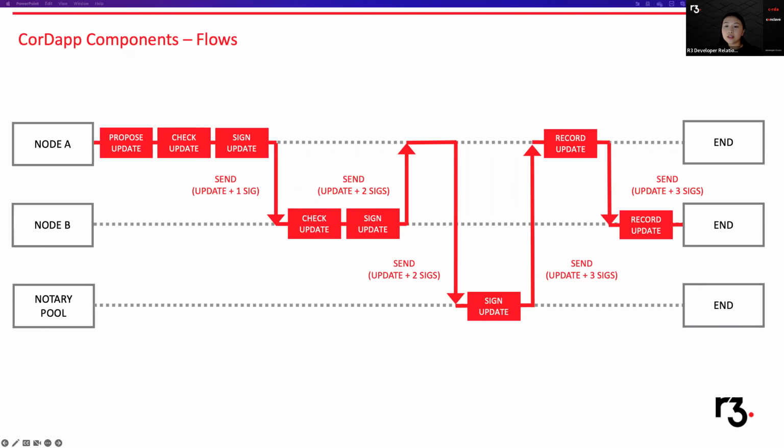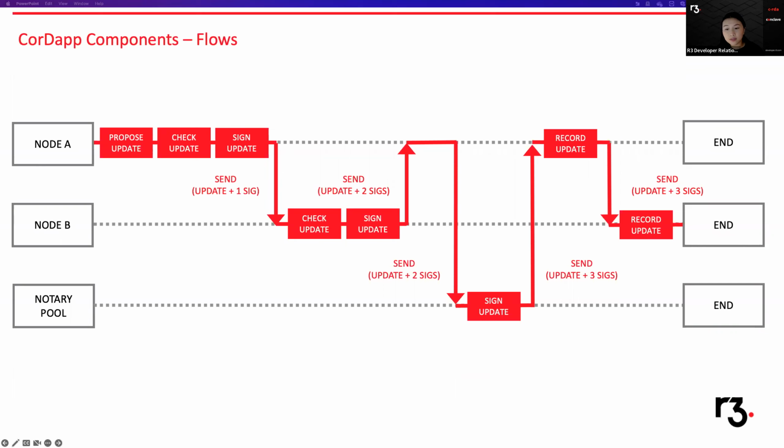So once all related parties in this transaction, in this case, node A and node B, have signed the transaction, they will then send the proposed ledger update to the notary pool. And the notary pool will run a uniqueness consensus service. So it'll either sign the transaction in cases where all the input states are found to be unique, or the notary pool can reject the transaction and flag that a double spend attempt has occurred in cases where that specific input state has already been used in a previous transaction.